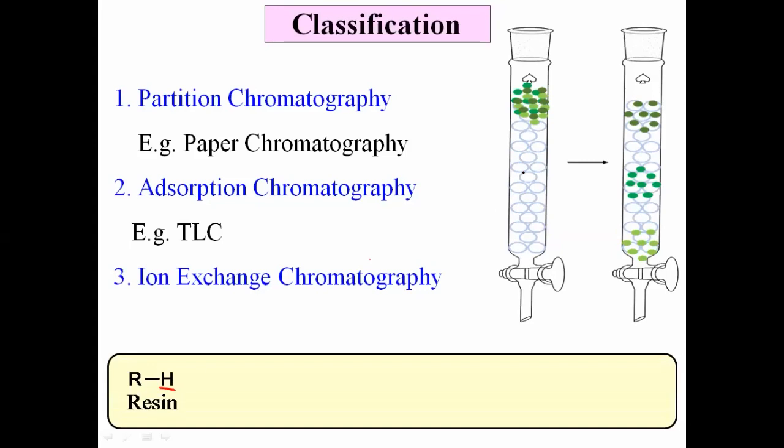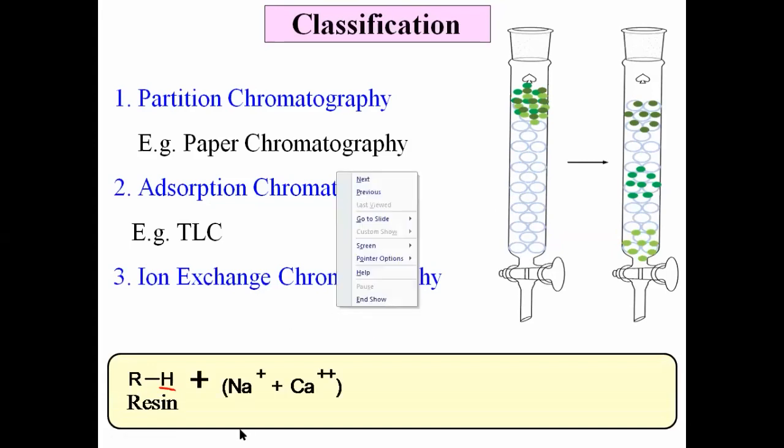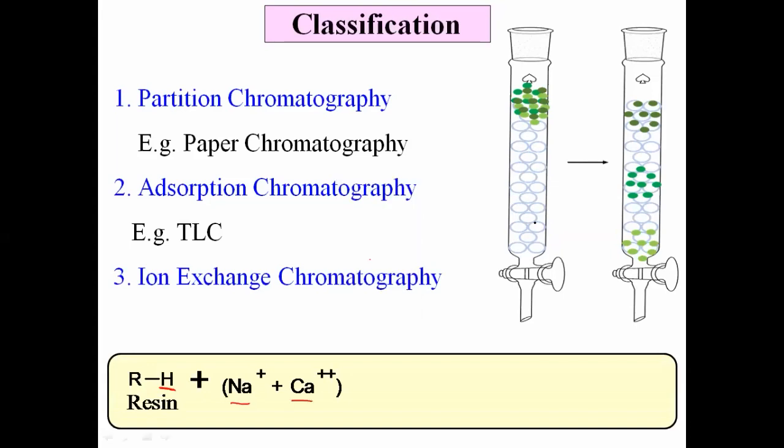Okay, now suppose there is a mixture of two different ions. One is sodium and second is calcium. We passed the mixture of two ions through this resin. This is the resin, and this green color that you see is the mixture of two ions. Suppose Na+ and Ca+, and our aim is to separate that Na+ and Ca+. Therefore that mixture is passed through the resin. Now what happens here?